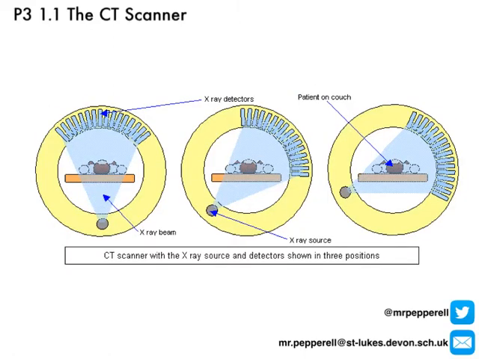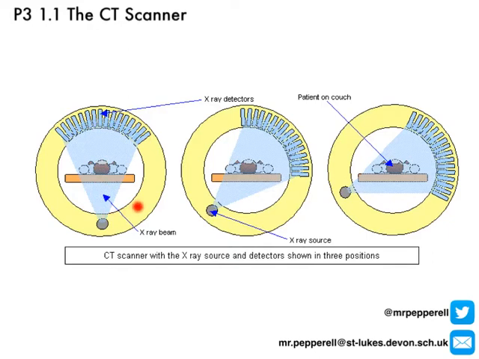So here's the difference. A CT scanner still uses X-rays, so we've still got a beam of X-rays coming out of an X-ray tube and going through our patient, but this time the tube is going to rotate around the patient on this ring. At all times the X-rays are passing through the patient because they're in the centre of the ring, and they're being picked up by these X-ray detectors on the opposite side of the ring.